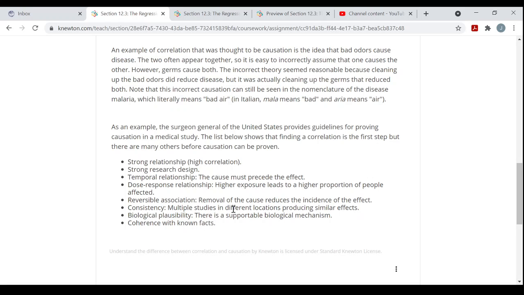Consistency: multiple studies in different locations produce the same or similar effects. Biological plausibility: there is a supportable biological mechanism for why this is happening. And coherence with known facts: does it jibe with other things we know to be true? So just showing that two variables are related in some way doesn't come near showing that one causes the other.